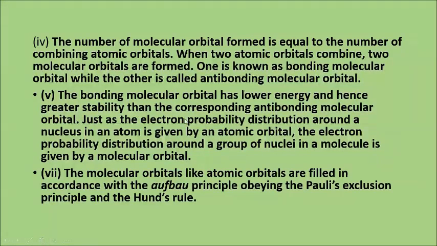Just as the electron probability distribution around the nucleus in an atom is given by an atomic orbital, the electron probability distribution around a group of nuclei in a molecule is given by a molecular orbital. And these molecular orbitals, like atomic orbitals, are filled in accordance with the Aufbau principle, obeying the Pauli's exclusion principle and Hund's rule.